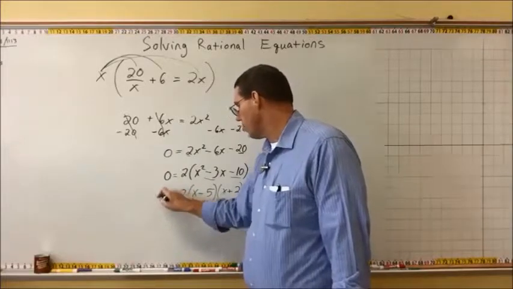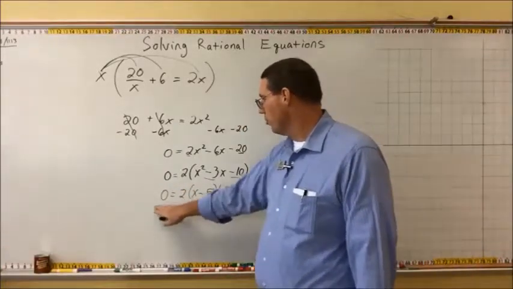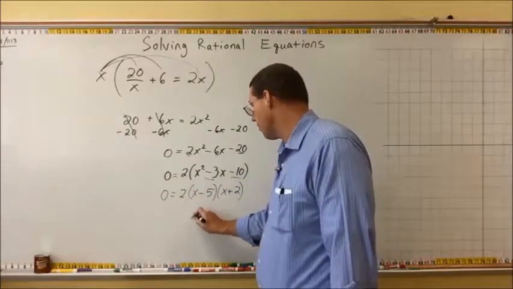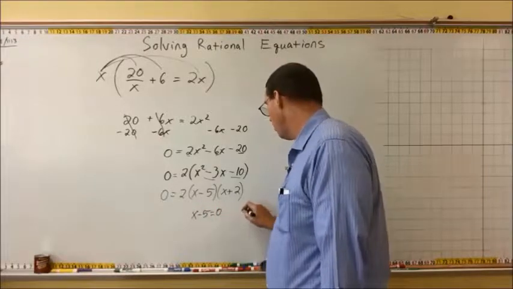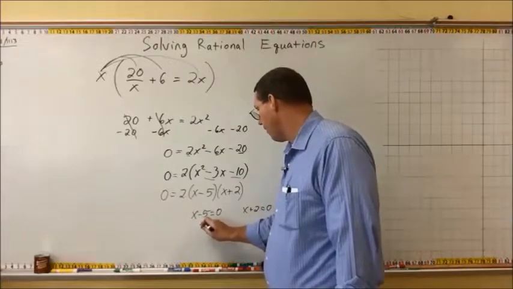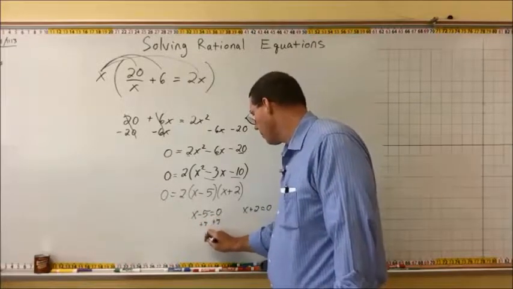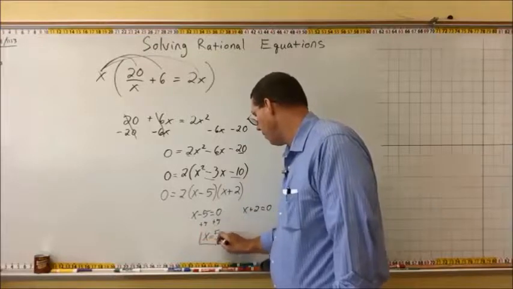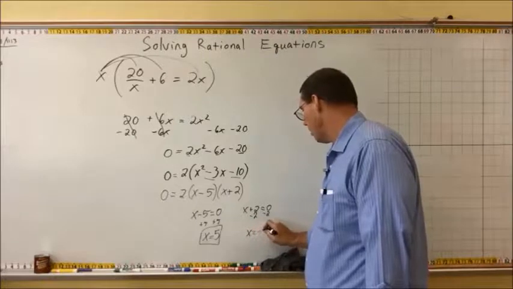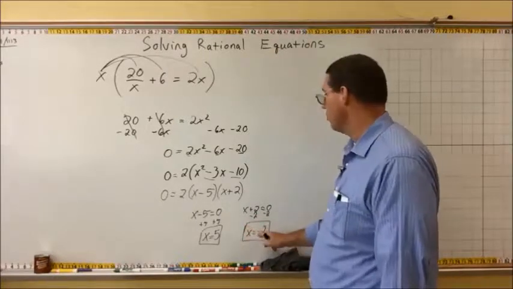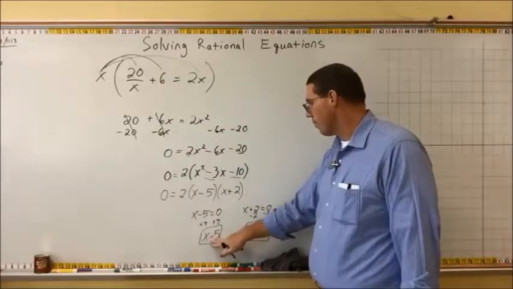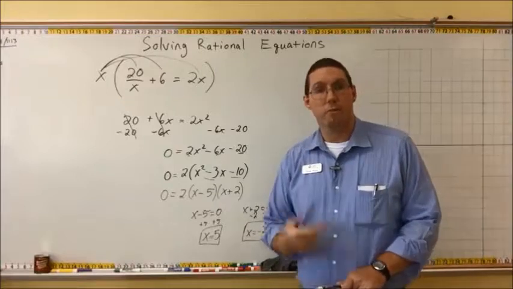Got a 2 there and a 0. Now the only way this can equal 0 is for either x minus 5 to equal 0 or for x plus 2 to equal 0. So here I would add 5 to both sides and I get x equals 5. Over here I subtract 2 from both sides and I get x equals negative 2. And therefore my solutions to this rational equation is x is either equal to 5 or x is equal to negative 2. There are two solutions.